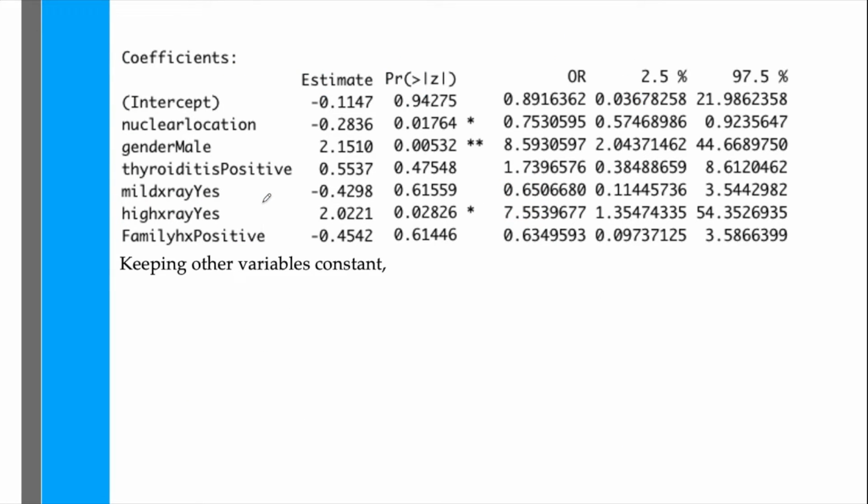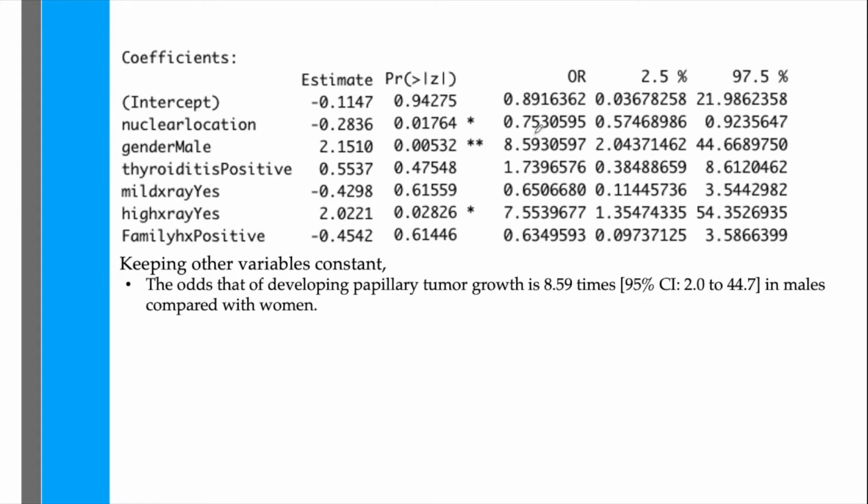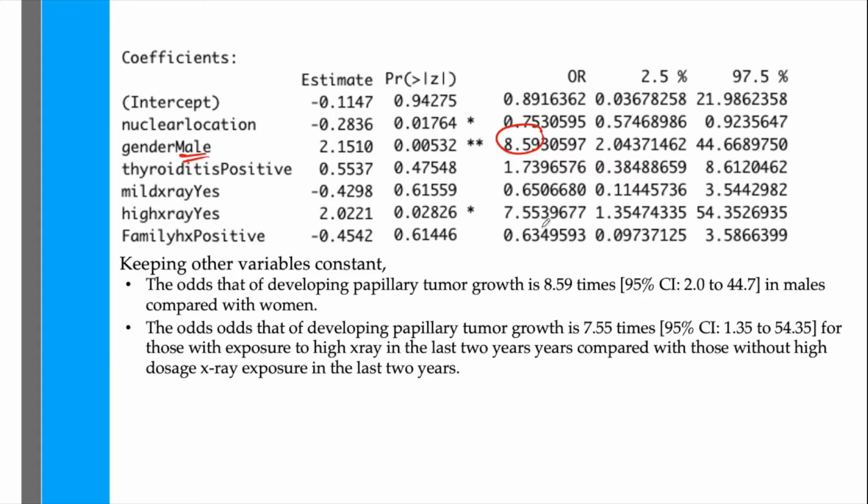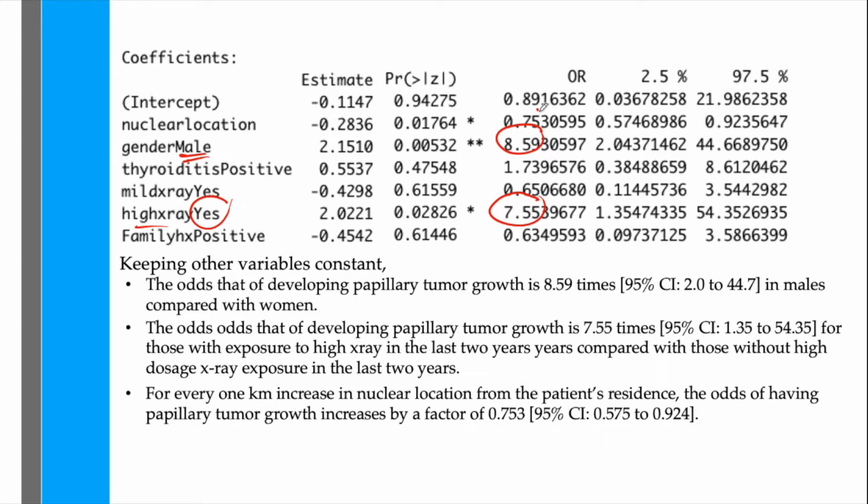So, for a sample write-up, keeping other variables constant, again, we have to make use of this since this is a multiple regression model. The odds of developing papillary tumor is 8.59 times in males as compared to females or women. And then the odds of developing papillary tumor is 7.55 times for those with exposure to high X-ray in the last 2 years compared to those without exposure to high X-ray in the last 2 years. Then again, for every 1 kilometer increase in the nuclear location from the patient's residence, the odds of having papillary tumor change by a factor of 0.75. Which again tells us that the odds decrease for every 1 kilometer increase.